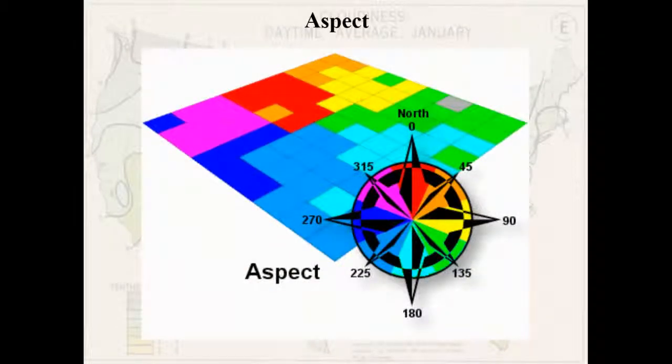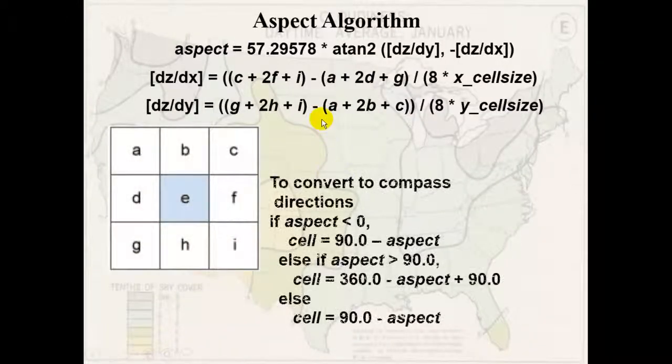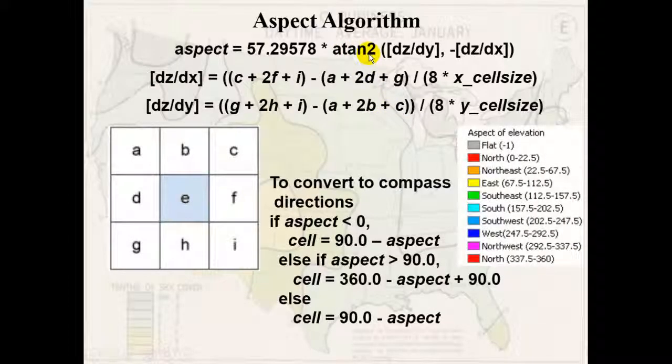What the heck is the aspect? The aspect is the direction that the slope points. And the way we report aspect geographically is using north as 0 and going clockwise around the compass to 360. Okay, what's aspect going to be? Well, it's going to be an algorithm. And again, we have the angle whose tangent is dz/dy over minus dz/dx.